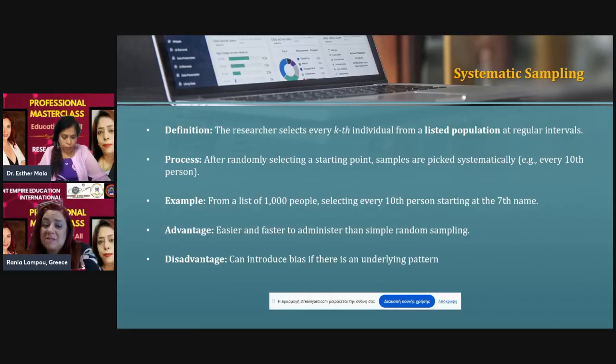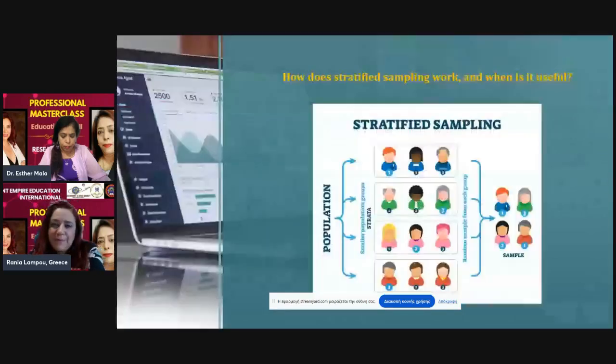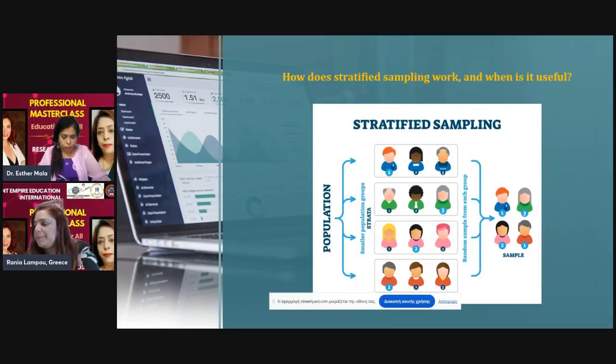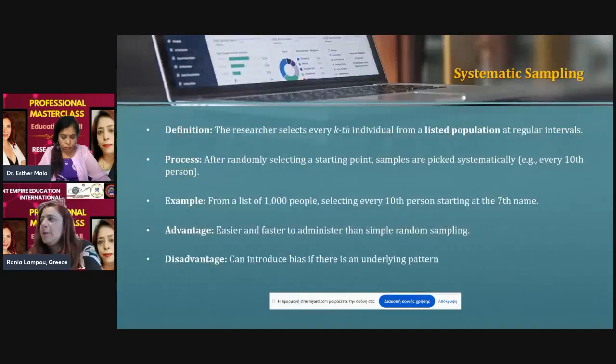So what is the advantage? Of course, it's easier and faster to deliver than simple random sampling. And of course, the disadvantage is that it can produce bias if there is an underlying pattern in the population list that coincides with the sample interval. So this needs, of course, to be careful. Random sampling relies on chance alone for its selection. Systematic sampling follows a fixed regular rule after a random start.